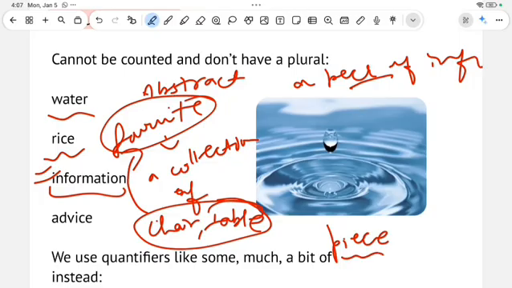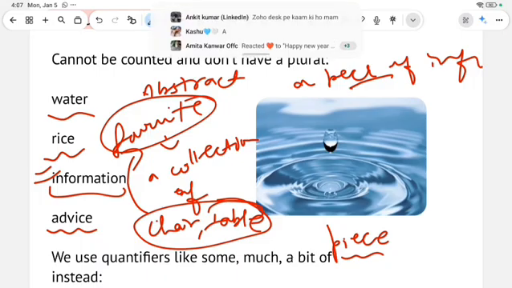Okay, a piece of furniture, like this we have to add a piece of advice. We won't say I need two advices, I need advices from you. No, we say a piece of advice, like this. Okay, or we can add numbers as well.